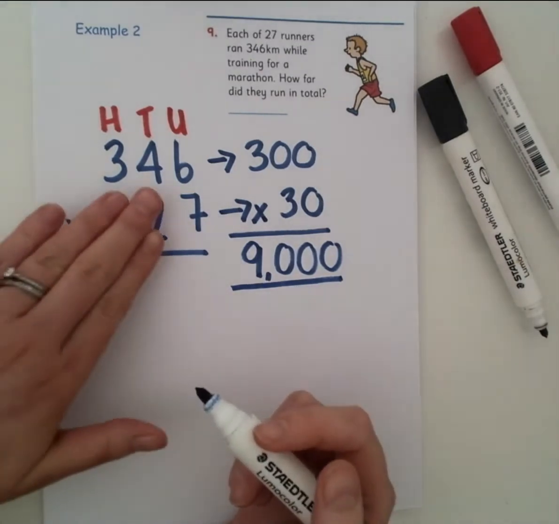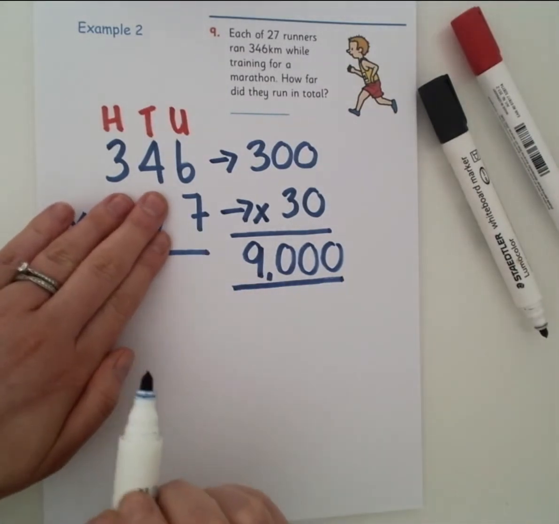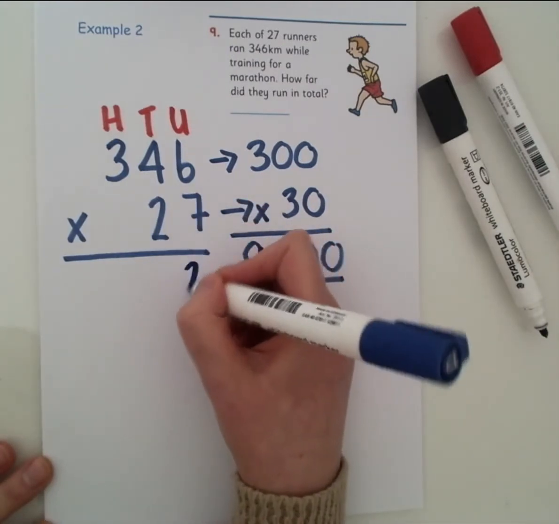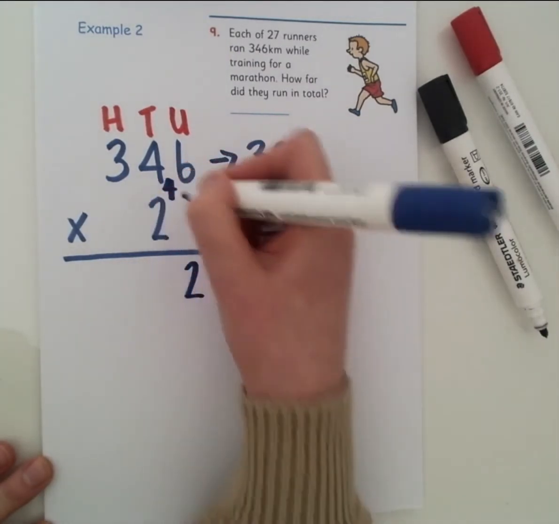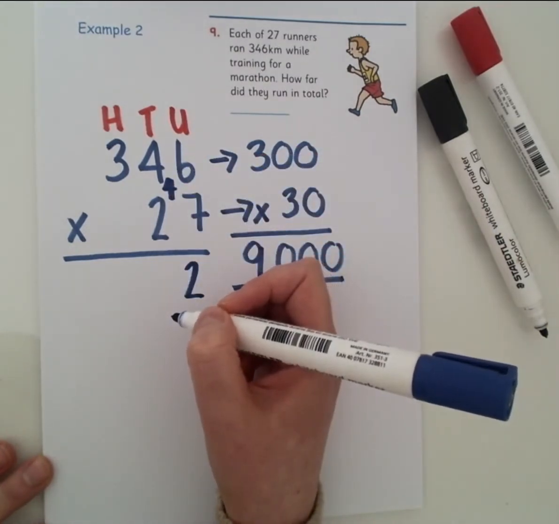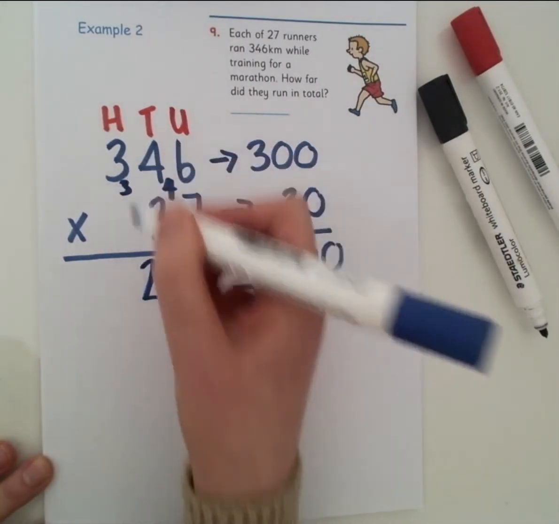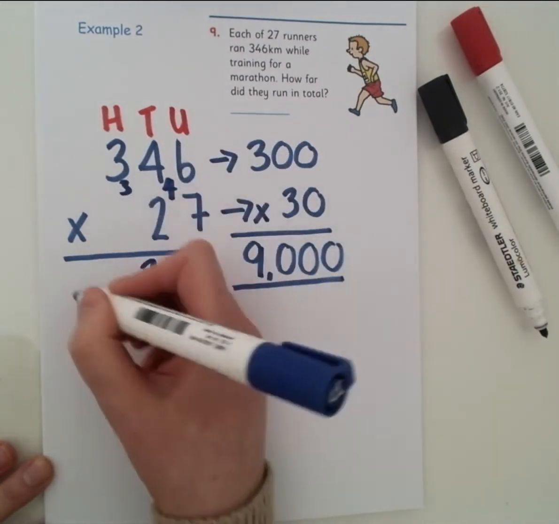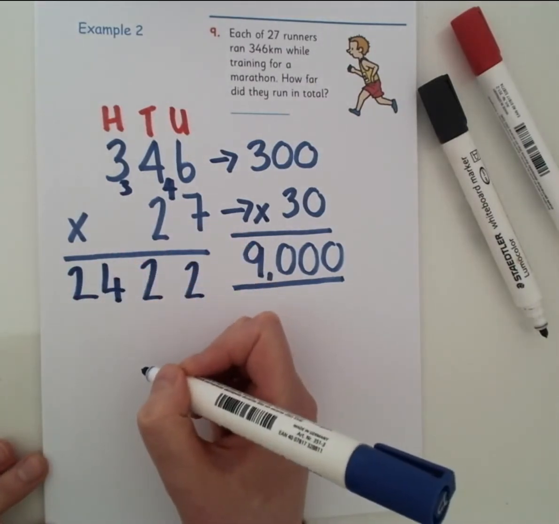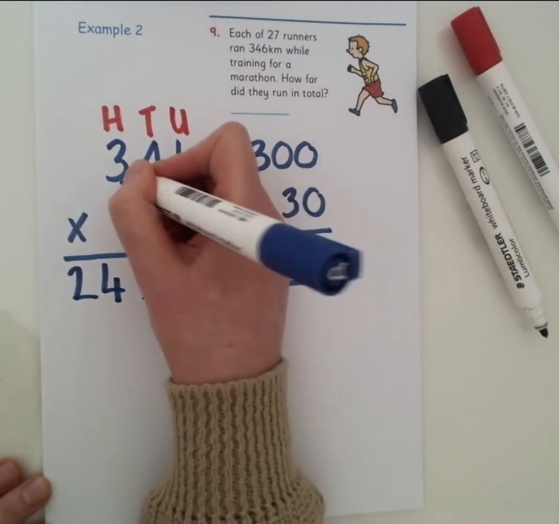So again, first of all, I'm going to multiply 346 by these 7 units. 7 sixes are 42, put down my 2, carry my 4. 7 fours are 28, plus 4 is 32, put down my 2, carry my 3. 7 threes are 21, plus 3 is 24. So that's my first step of multiplying by a 2-digit number. So I've multiplied by the units, and I've used this 4 and this 3.